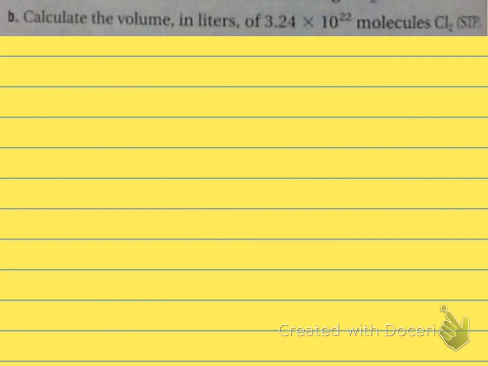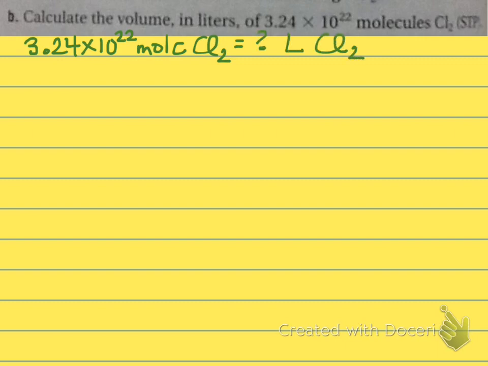So letter B asks you to calculate the volume in liters of 3.24 times 10 to the 22nd molecules of chlorine at STP. So again, this problem is asking me to take 3.24 times 10 to the 22nd molecules of chlorine and figure out how many liters of chlorine that is.